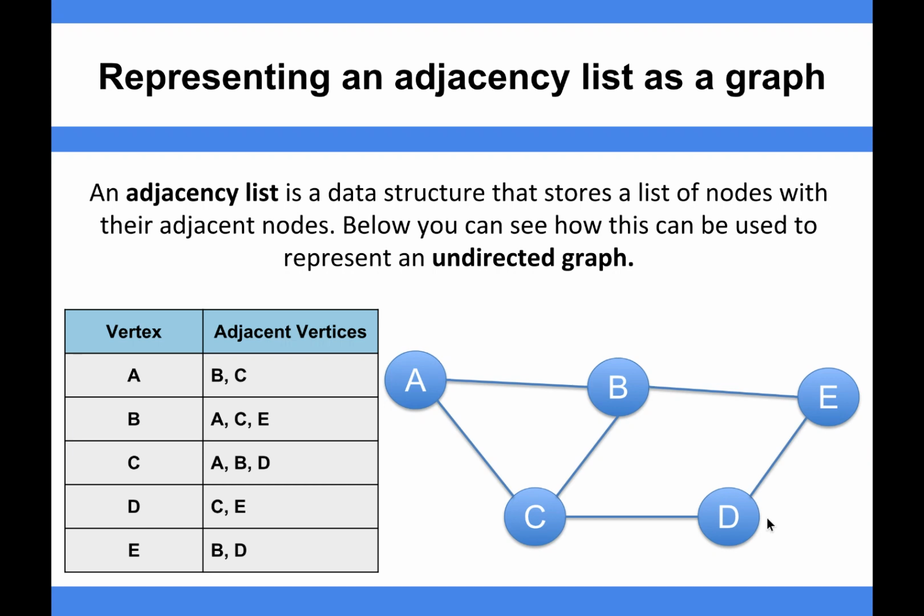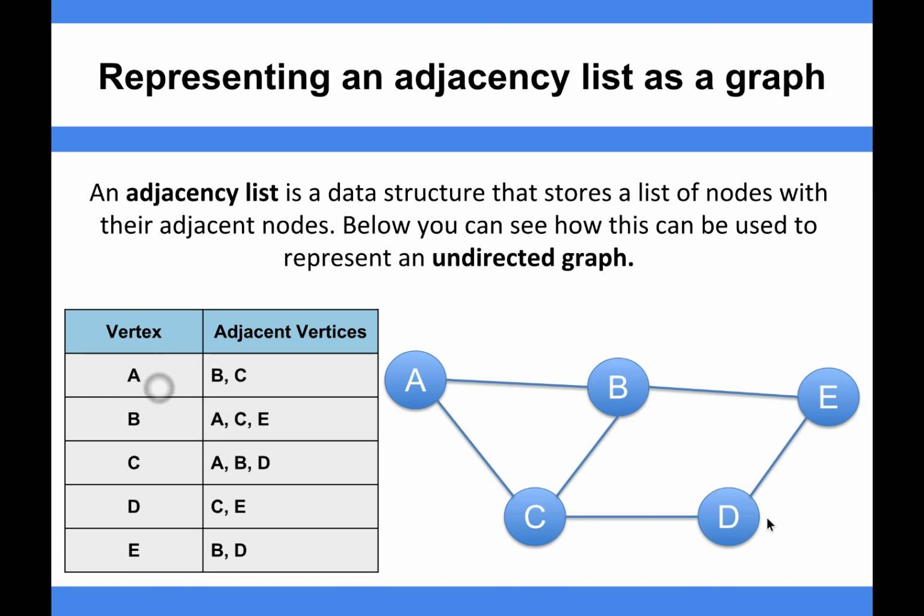Okay, an adjacency list is a data structure that stores a list of nodes with their adjacent nodes. So they're nodes with which they've got a relationship. Below you can see how this can be used to represent an undirected graph. Again, it's a different data structure, but it can be used to represent the same types of graphs we've looked at before.